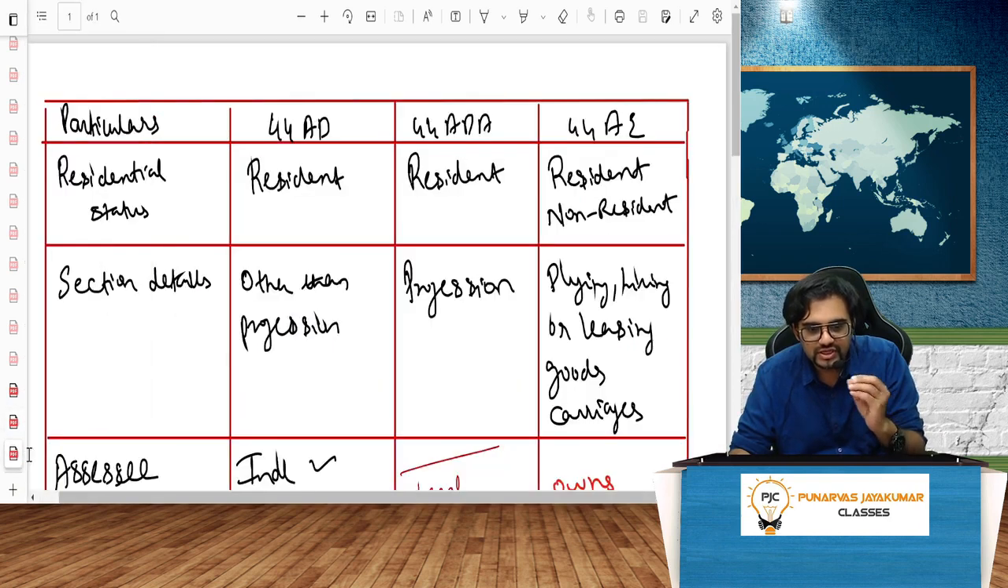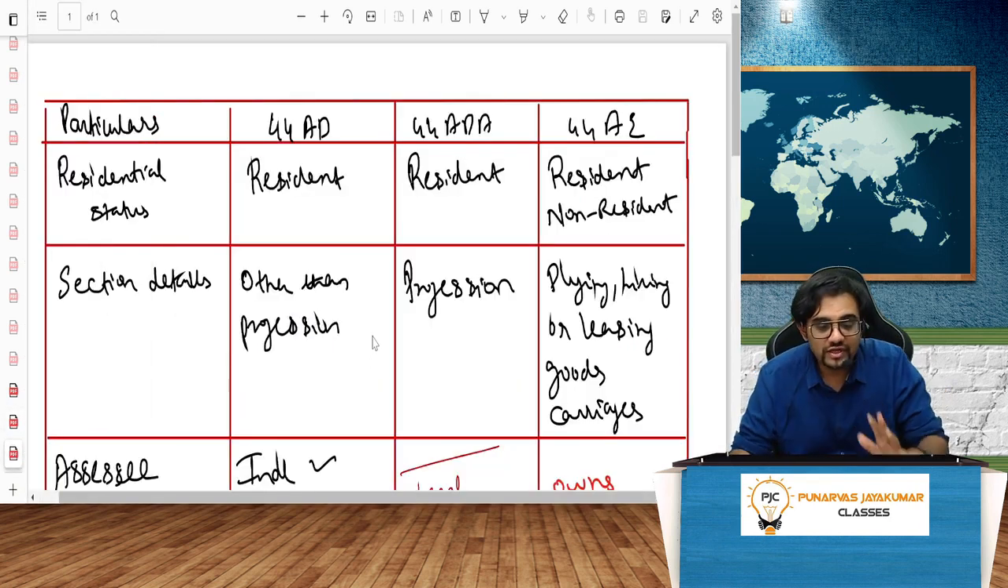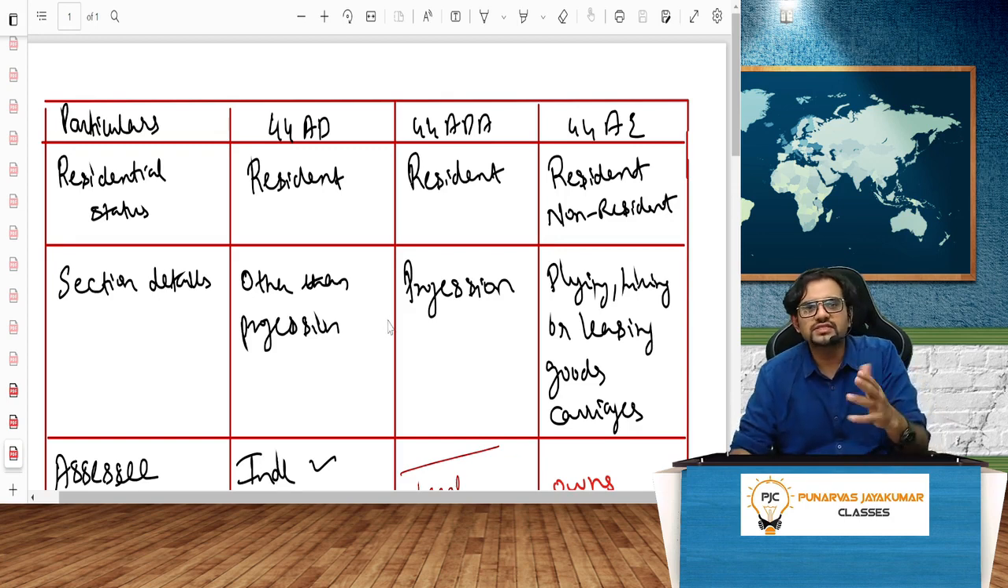Before that, a little bit of revision is needed. So 44AD, residential status. For 44AD, what is it, guys? For business, resident, right? The presumptive taxation can be opted for only by a resident. 44ADA, that also resident only. That is for profession. 44AE, that is your goods carriage, resident and non-resident, both can opt for the same. There have been amendments in Finance Act 21 also. That's very relevant for the November 22 exam and of course onwards.